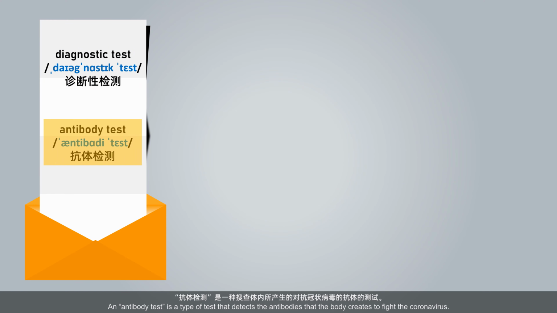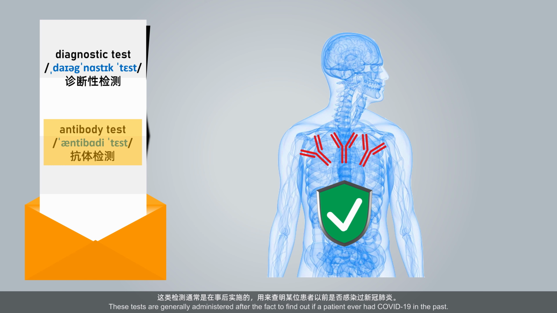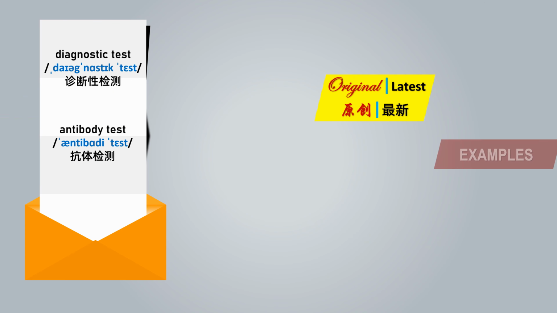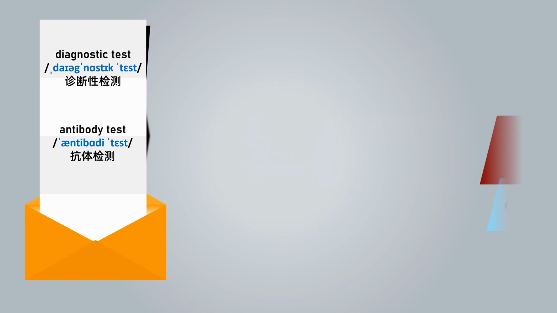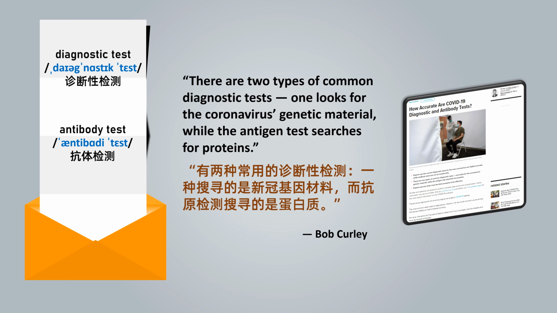An antibody test is a type of test that detects the antibodies that the body creates to fight the coronavirus. These tests are generally administered after the fact to find out if a patient ever had COVID-19 in the past. There are two types of common diagnostic tests. One looks for the coronavirus's genetic material, while the antigen test searches for proteins.